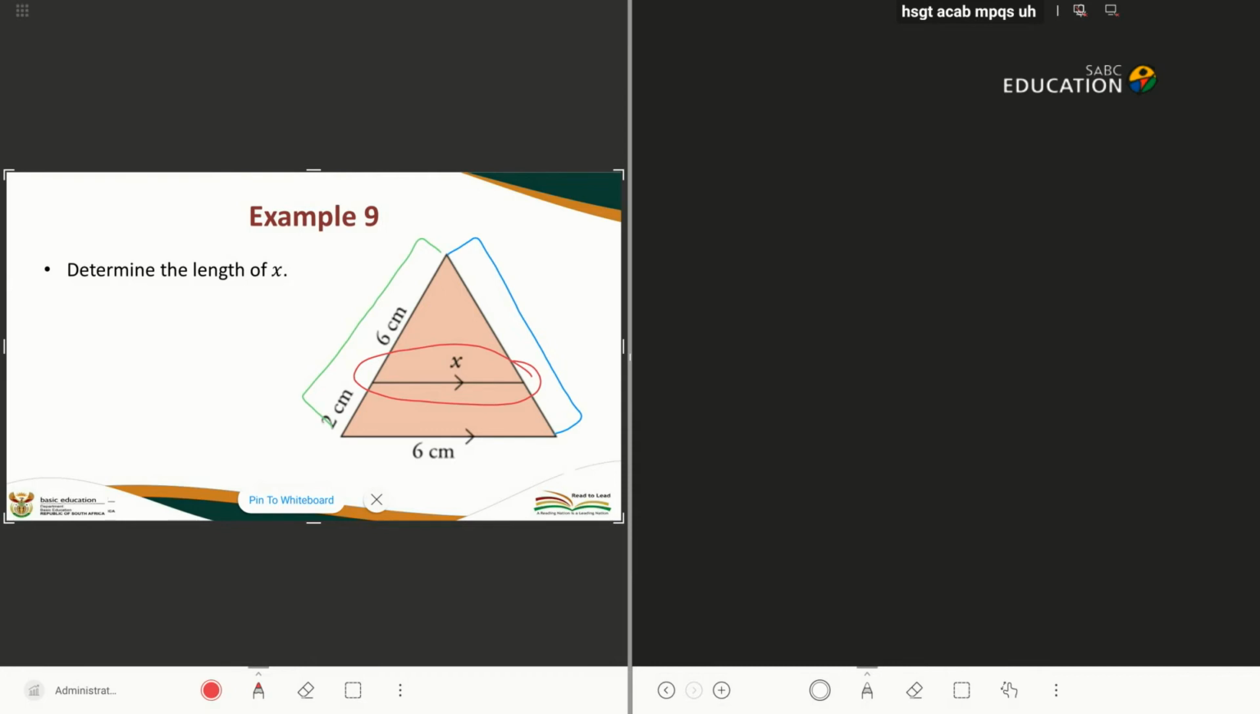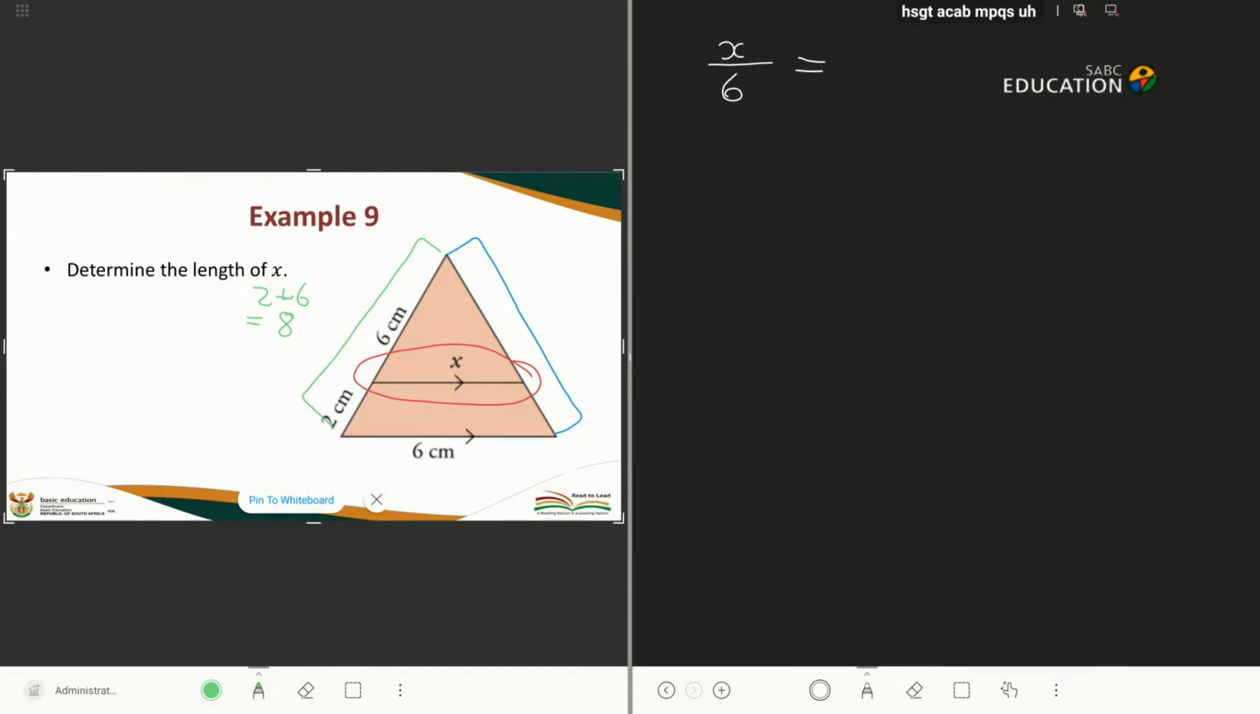Okay. So therefore, with similarity, I need the full length of the triangle side. So 2 plus 6 will give me a length of 8. All right. So now, again, I always start with what I need to calculate as my numerator. So I need to calculate x. So I have x at my numerator. All right. So now I need to determine the corresponding side for x, which would be the other parallel side, which is 6. So it's being divided by 6.